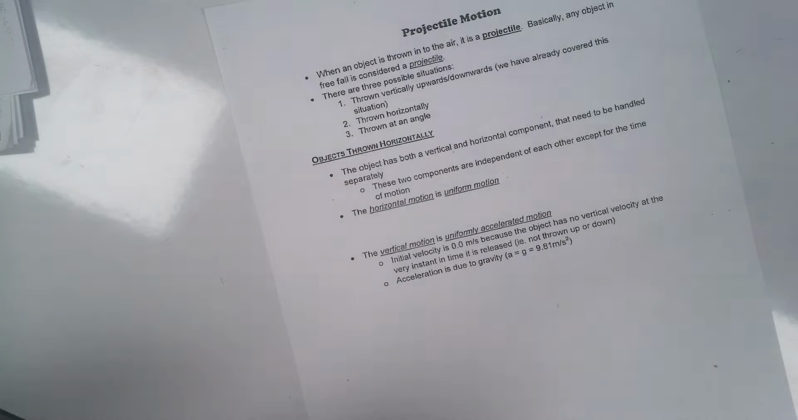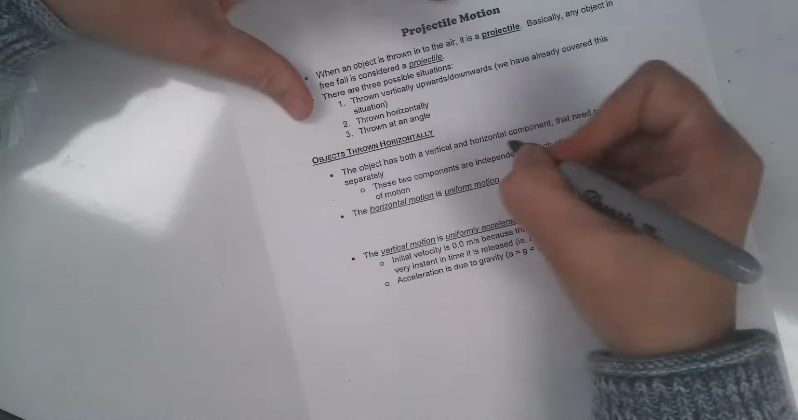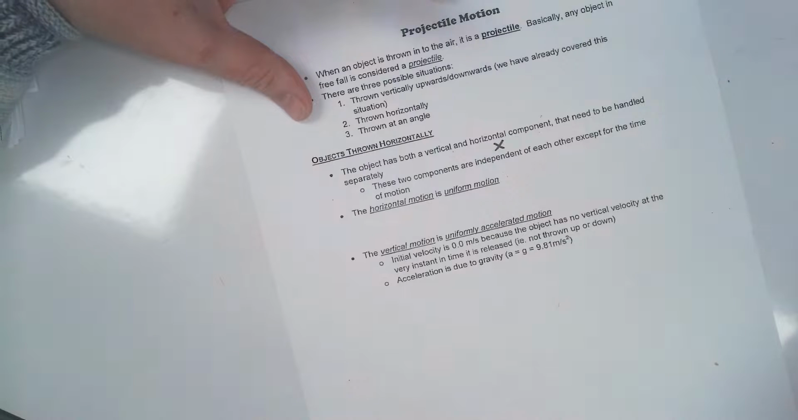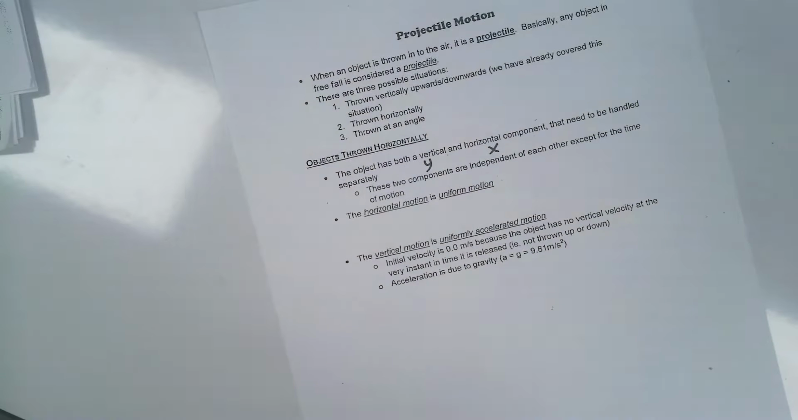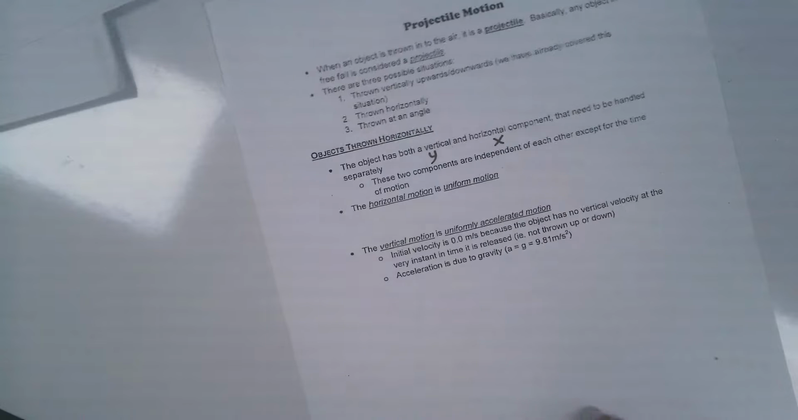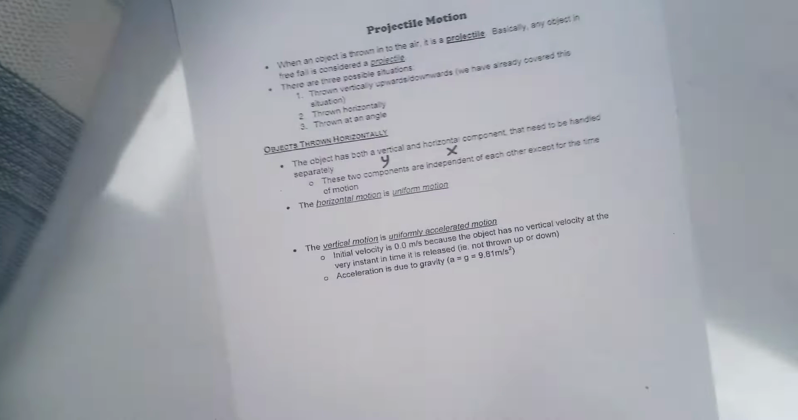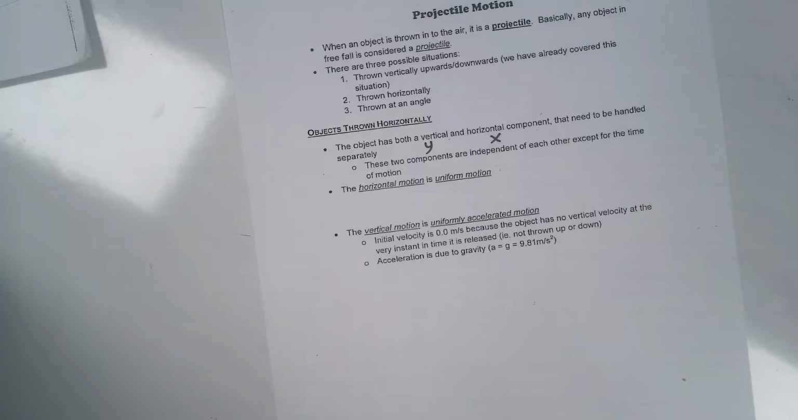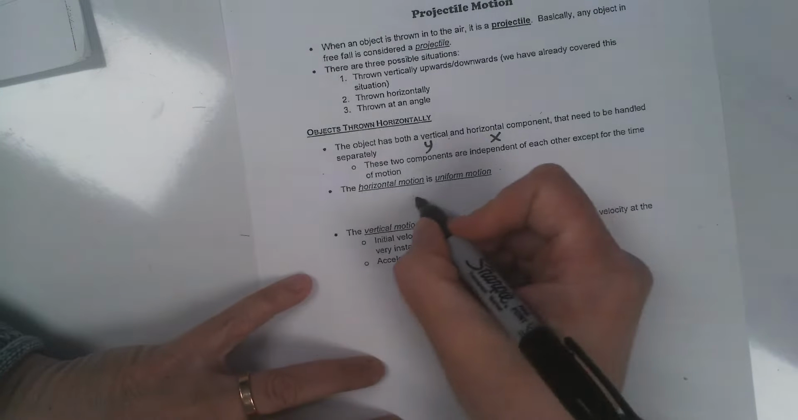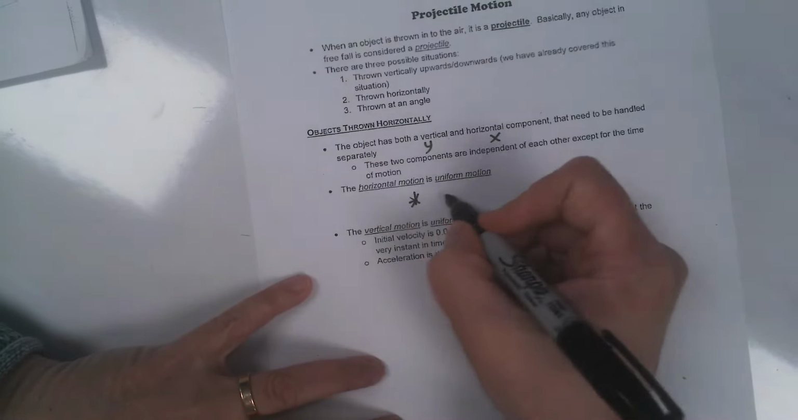And so simply, the horizontal is the x and the vertical is the y. So we're still looking at x and y. We're just now using the more in-depth terms of vertical and horizontal. And so they're independent of each other except for time. Time is the same in both vertical and horizontal. This piece is very key.